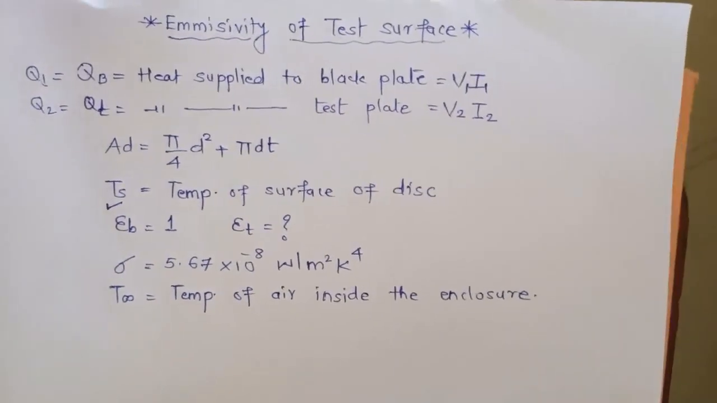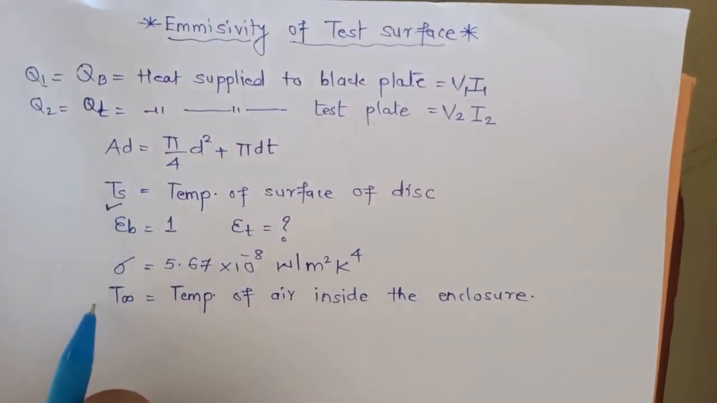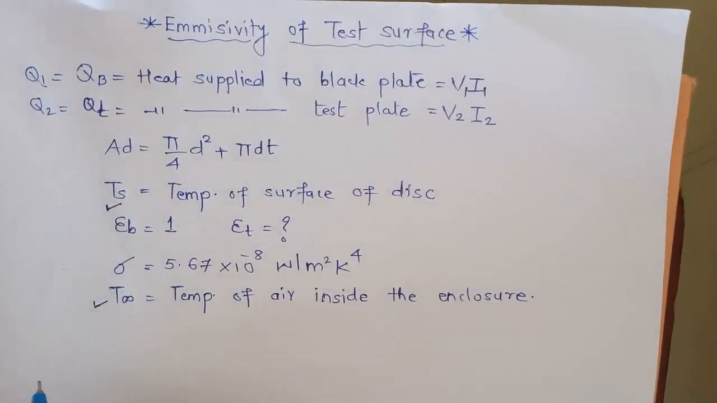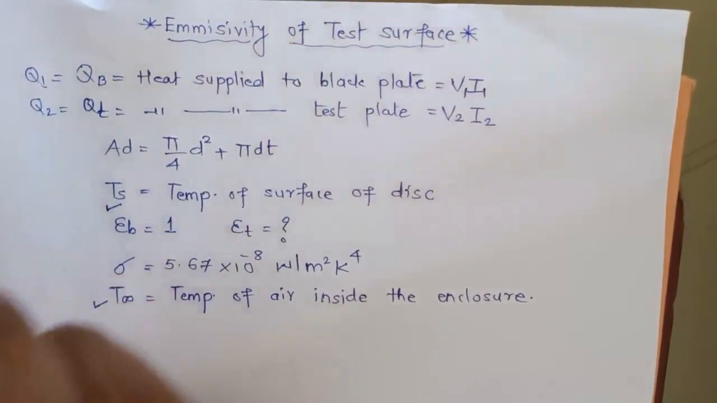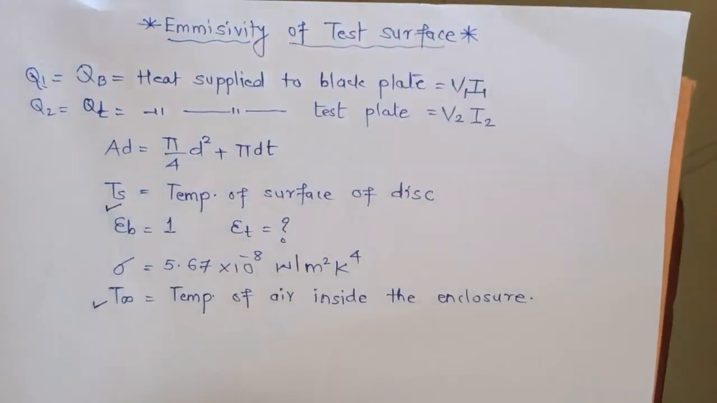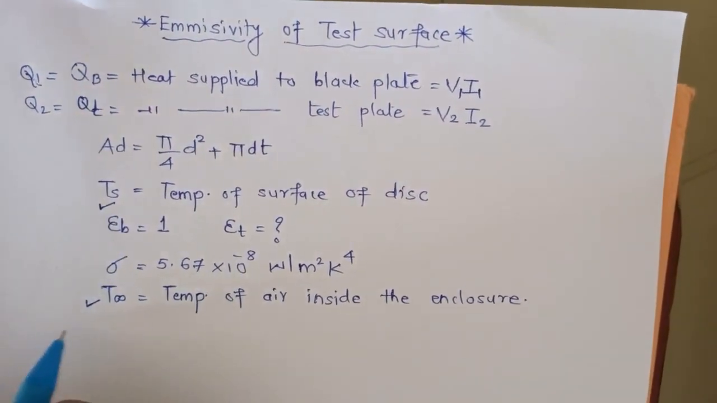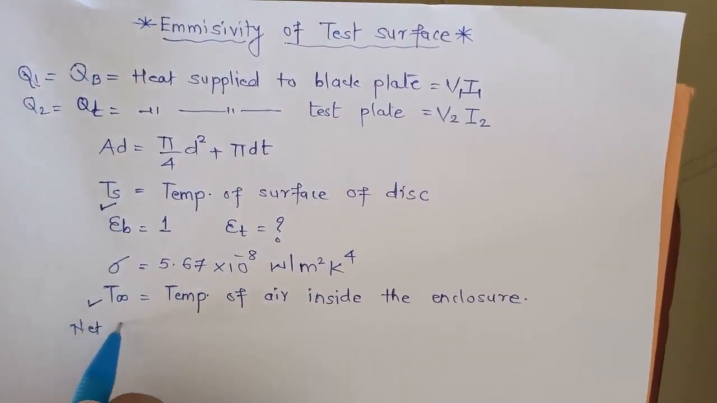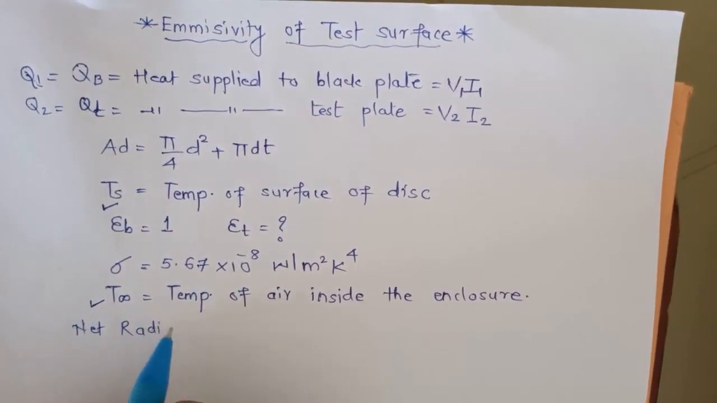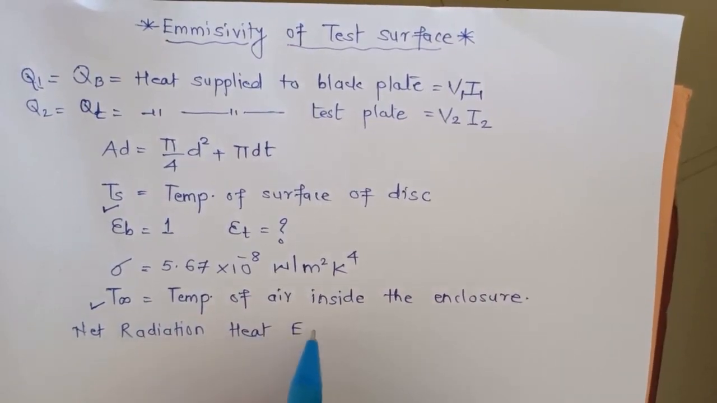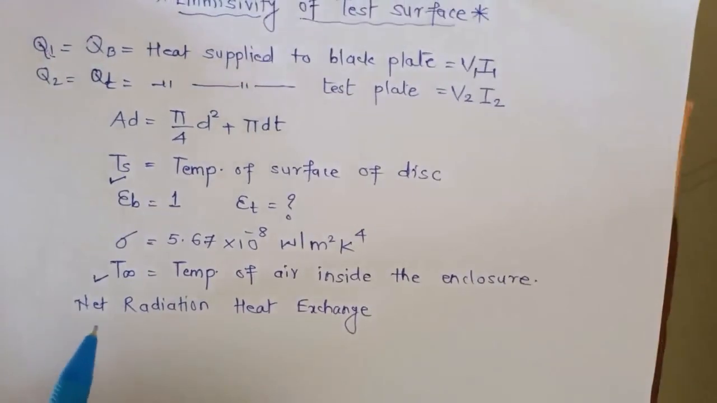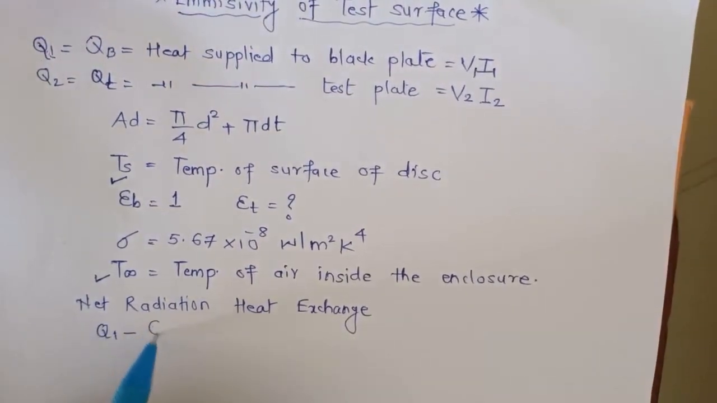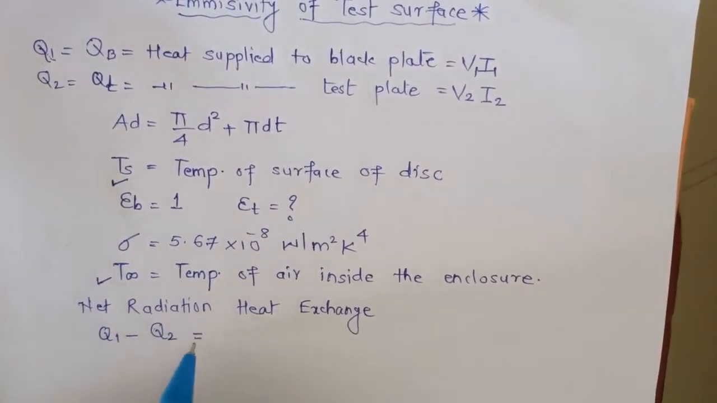So at that point the entire heat exchange is between these two temperatures, and that heat exchange is happening because of the net energy difference between Q1 and Q2. All right, so how will we write it? The net radiation heat exchange will be equal to simply the difference between Q1 and Q2, because these are the only sources of radiation.